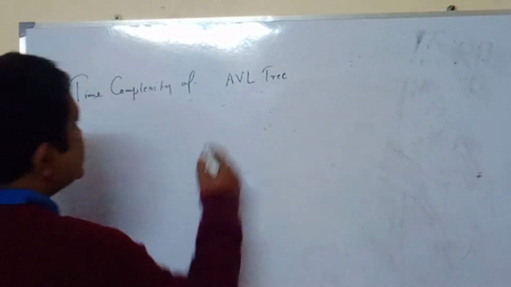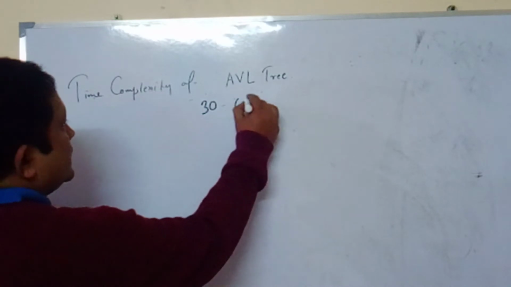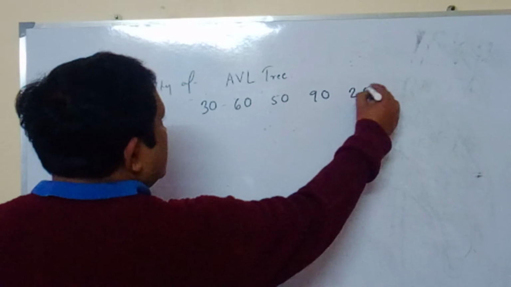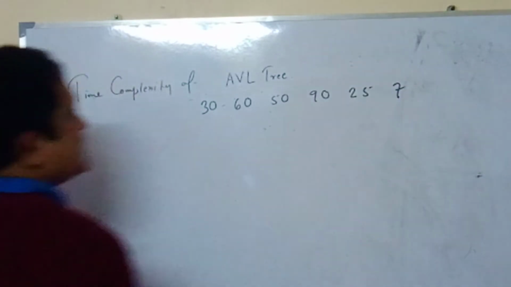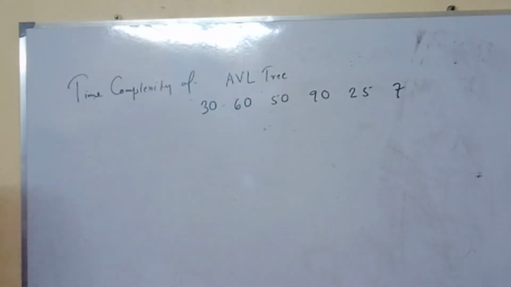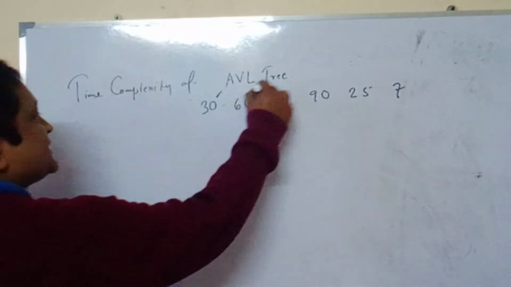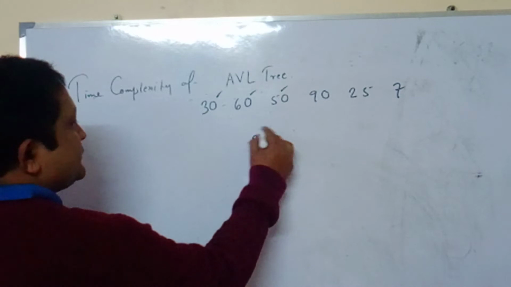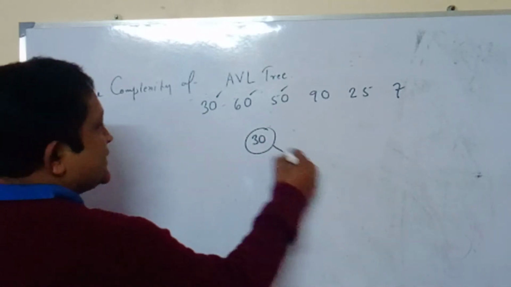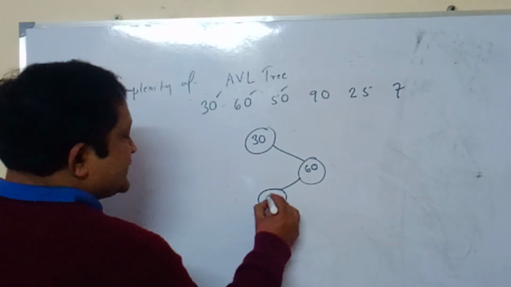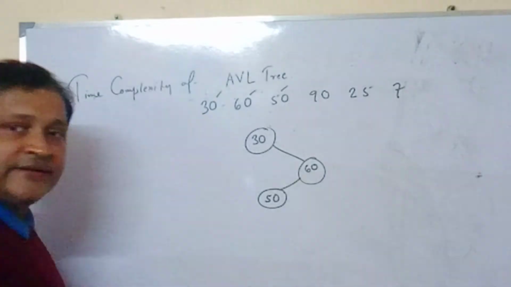Now the example is this. 6 elements are there. Suppose we want to insert them in the same order. First of all, 30, 60, 50. We have inserted 30. 60 we have inserted right of 30, because it is greater than 30. 50 is inserted at the left of 60.